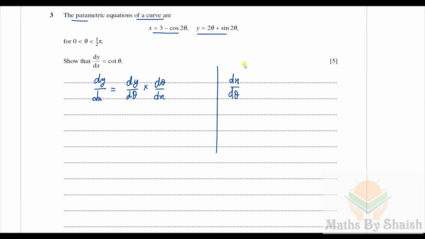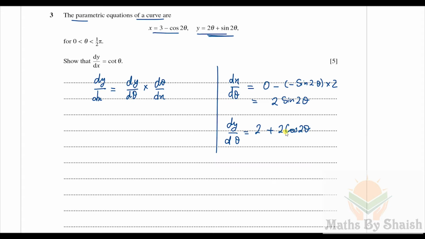So dx over d theta means we are going to differentiate this with respect to theta, so it is 0 minus cos 2 theta, it is going to be minus sin 2 theta, and then again the differentiation of 2 theta is 2, so multiplied by 2. Altogether it becomes plus 2 sin 2 theta, and here dy over d theta is equal to differentiating this with respect to theta, we will write it as 2 plus sin 2 theta, differentiation is cos 2 theta, and differentiation of 2 theta is 2, so I'll write 2 here.